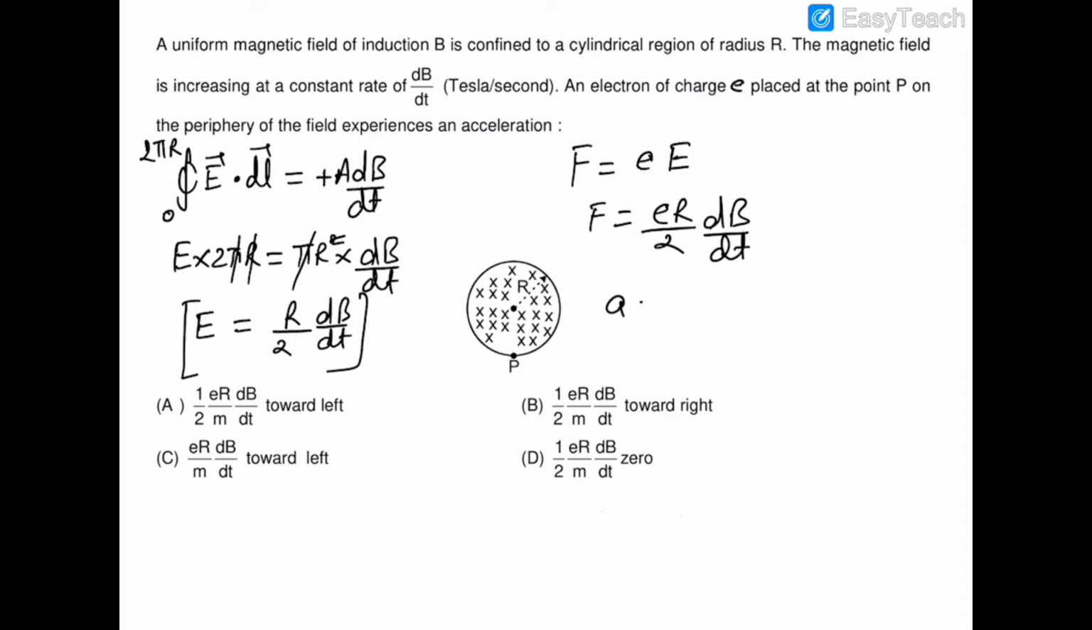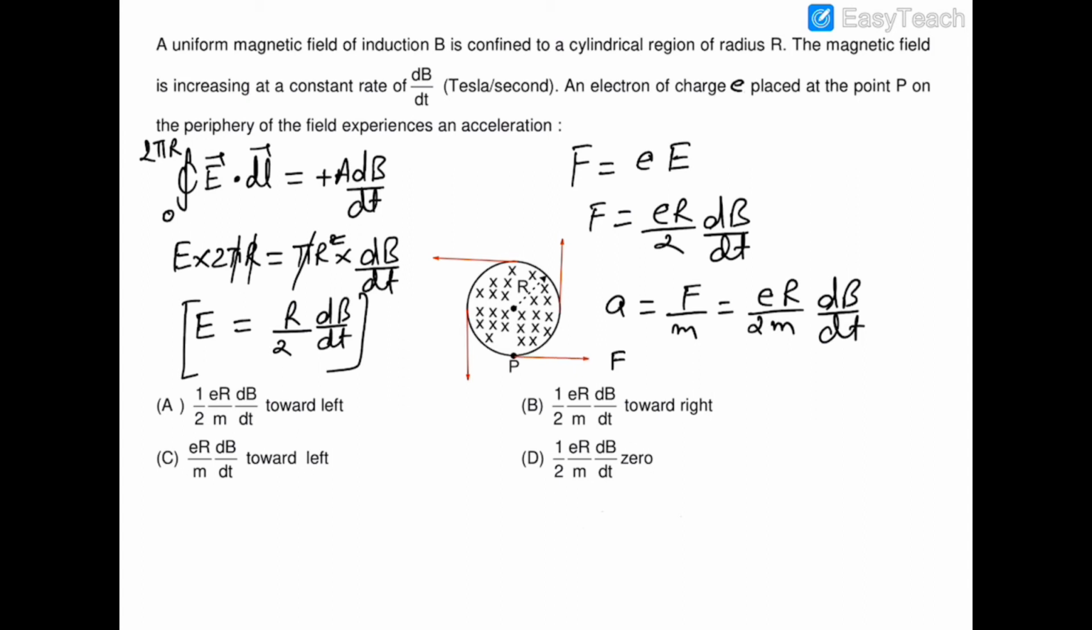And the acceleration of this electron is force upon mass, so F upon m. So it is eR by 2m into dB by dt. So we can see that this is the expression of acceleration, and the direction would be, see, we can see that this magnetic field is increasing. So for an increasing magnetic field, the induced electric field would be pointing in the anti-clockwise sense. So this is the induced electric field.